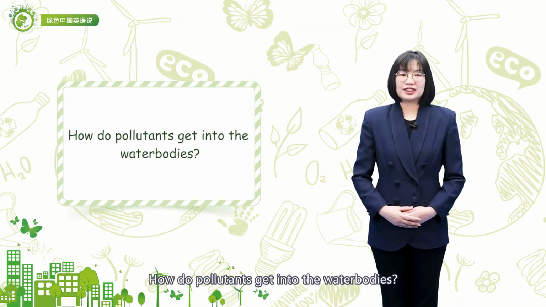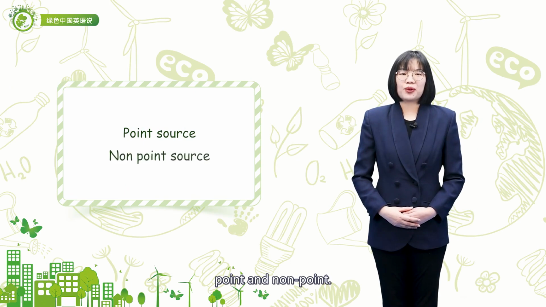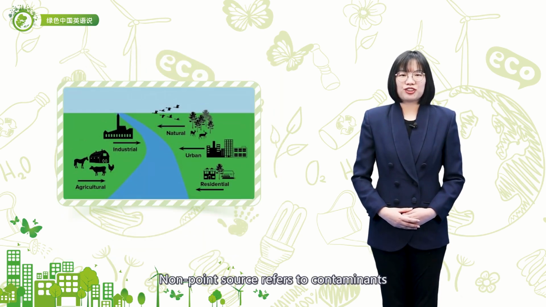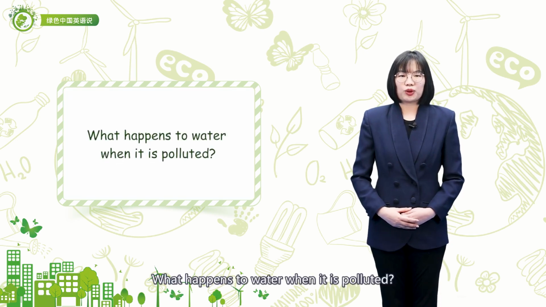How do pollutants get into the water bodies? There are mainly 2 types of water pollution sources: point and non-point. Point source refers to contaminants coming from a single source, such as wastewater discharged legally or illegally. Non-point source refers to contaminants whose origins are diffused, such as agriculture or stormwater runoff, or debris blown into waterways from land.